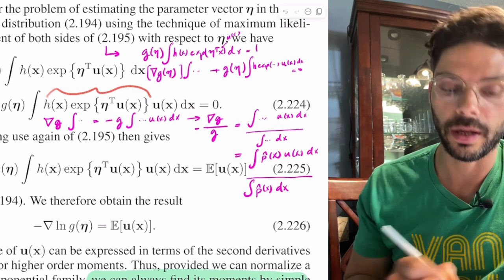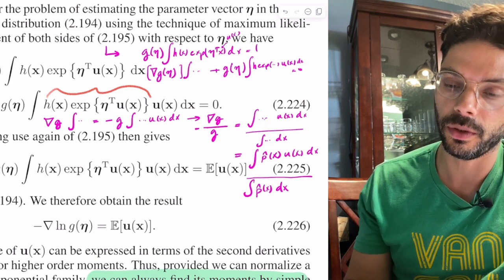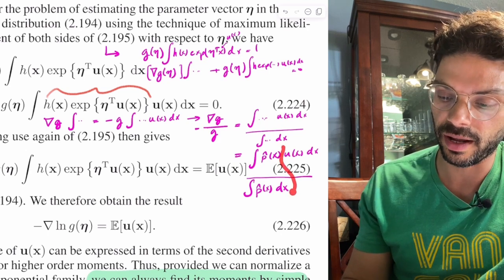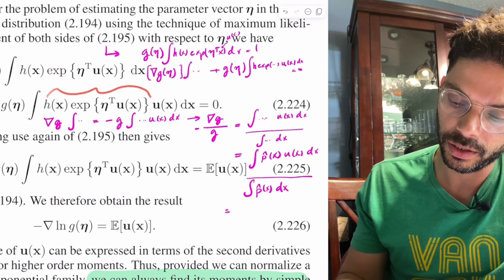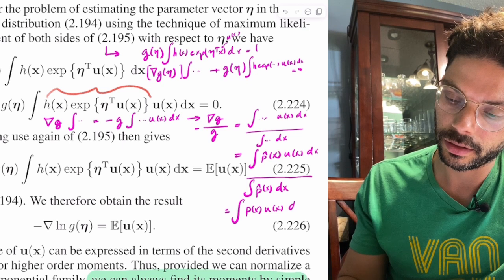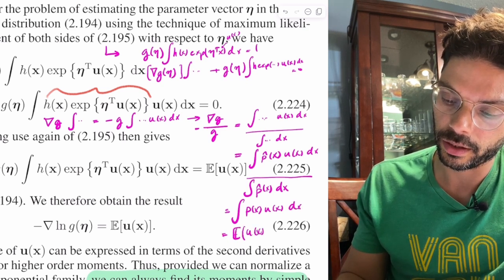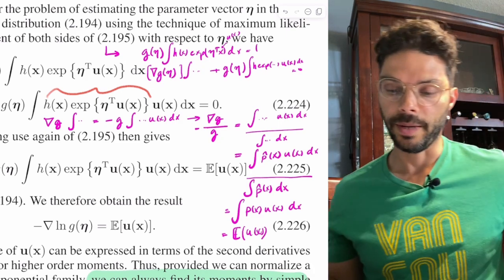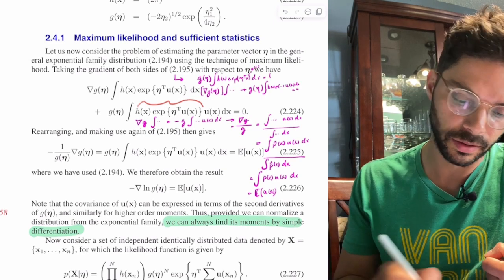Okay, and that's coming from, so that's the top and that's the bottom. So essentially what we're doing is, this now becomes a normalized probability distribution. So this is just going to be equal to, let's just call it p of x times u of x dx, which is the same as just the expectation of u of x. Okay, so that is how we have gotten this expression here.